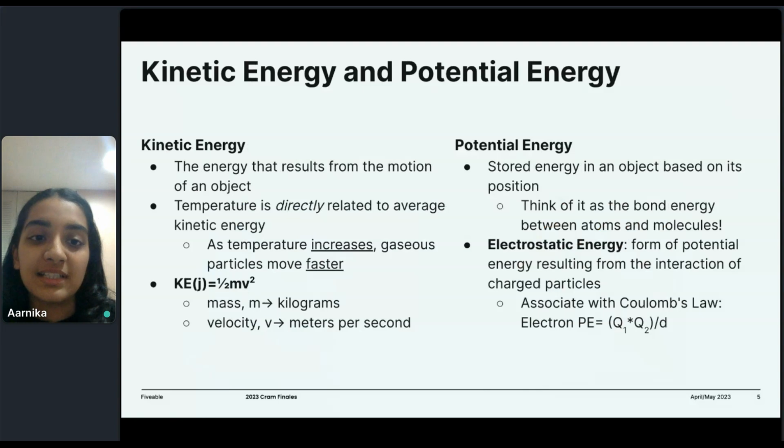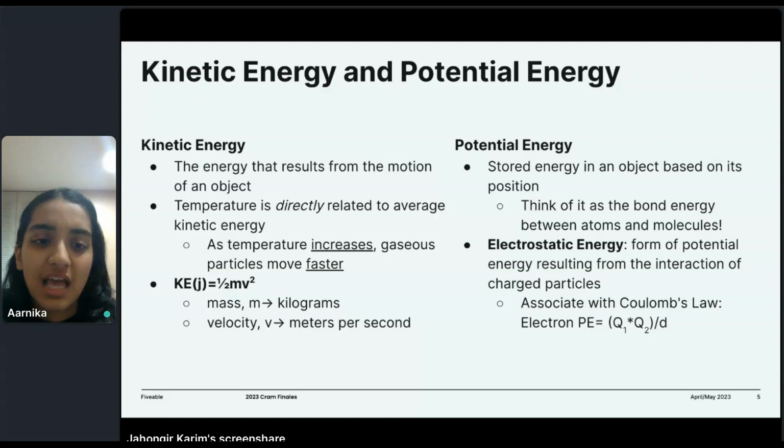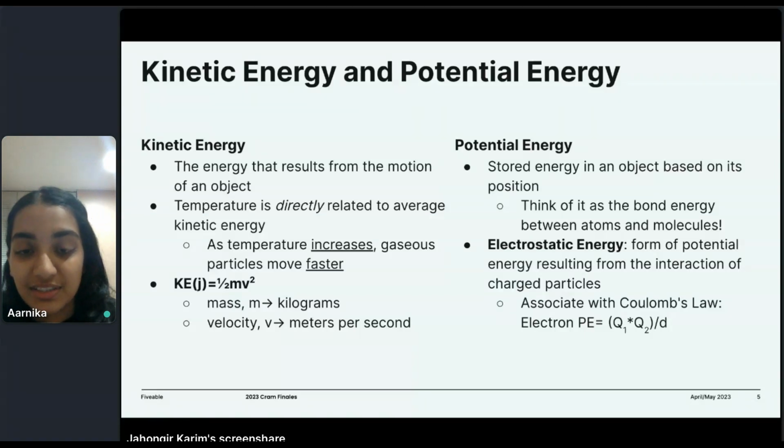All right, so now for kinetic energy and potential energy. We talked a little bit about kinetics yesterday, but kinetic energy is basically the energy that results from the motion of an object. And you should know that temperature is directly related to the average kinetic energy. So what this basically means is as temperature increases, your gaseous particles are going to move faster. And to represent the kinetic energy, there is an equation. It's called 1/2 mv squared. And in this, the mass is basically m, and that's in kilograms. And v represents the velocity, and it's in meters per second.